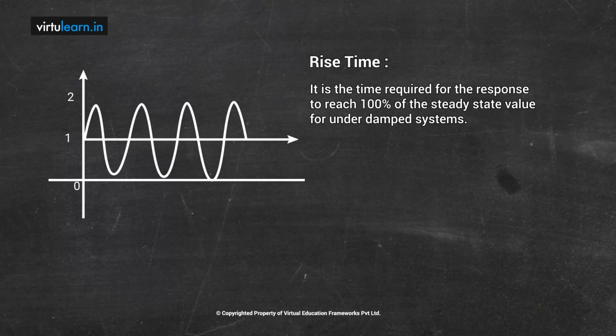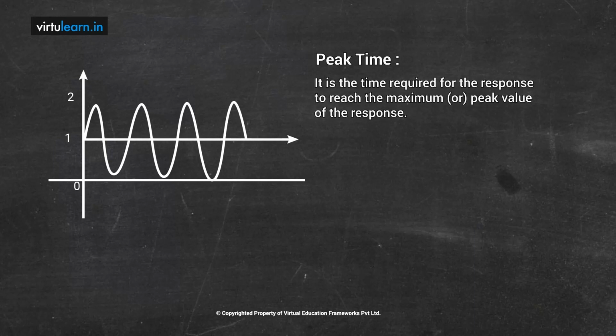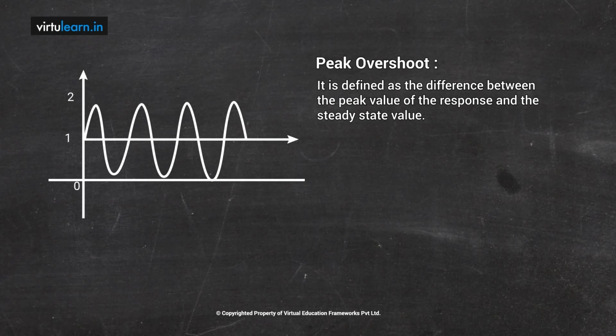Similarly, I can define the peak time. Your peak time is the time taken by the response to reach the peak of the response the first time. You can look at here, it is going to the peak at this particular time. Therefore, the time at which it reaches the peak value is the peak time. Similarly, I can define the peak overshoot. We have the steady state value and we have the peak value. What will be the difference? That difference is also important in most control system designs.